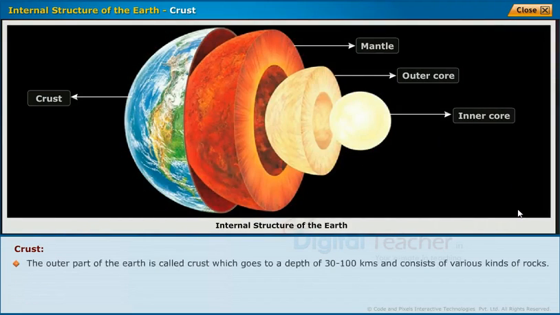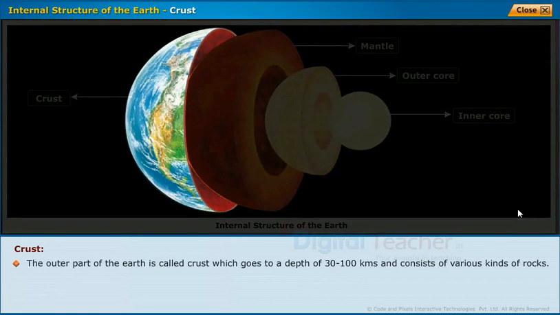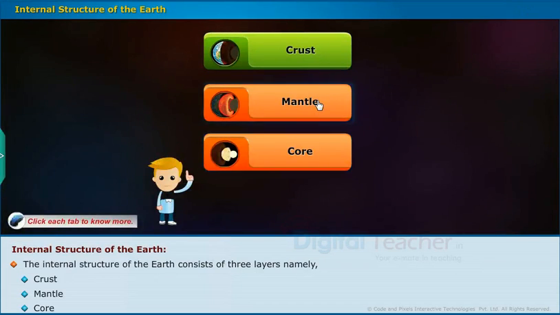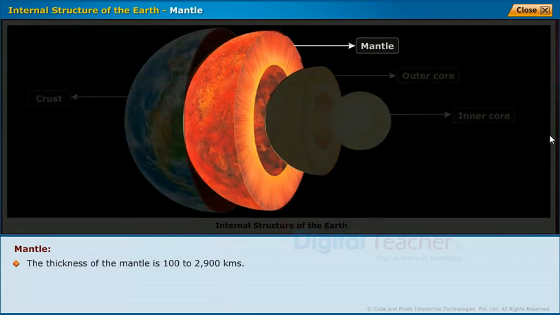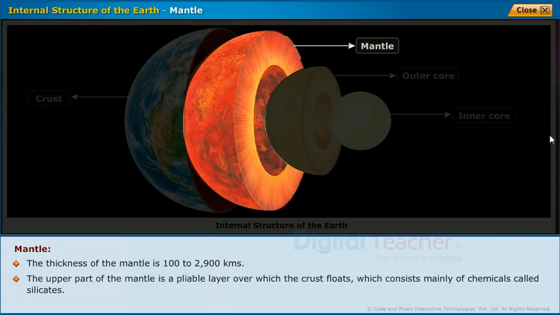Crust. The outer part of the Earth is called crust, which goes to a depth of 30 to 100 kilometers and consists of various kinds of rocks. The crust forms 1% of the volume of the Earth. Mantle. The thickness of the mantle is 100 to 2900 kilometers. The upper part of the mantle is a pliable layer over which the crust floats, which consists mainly of chemicals called silicates.